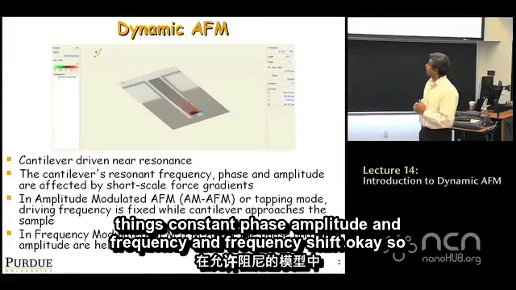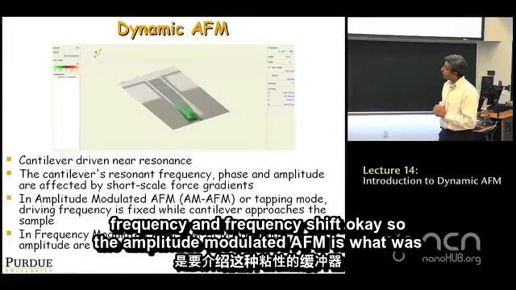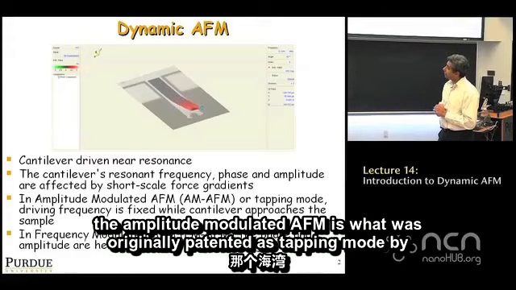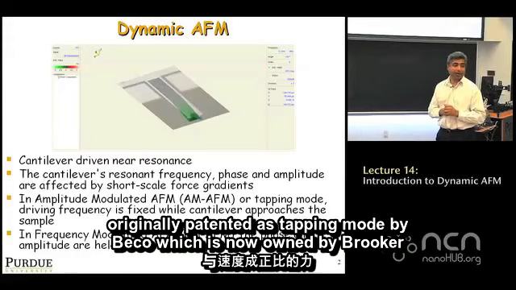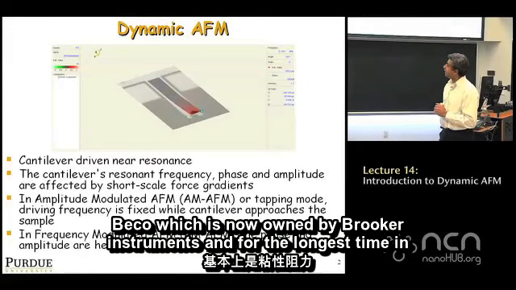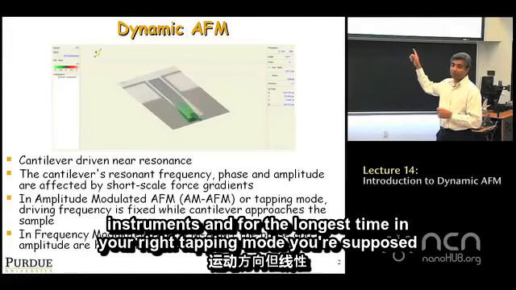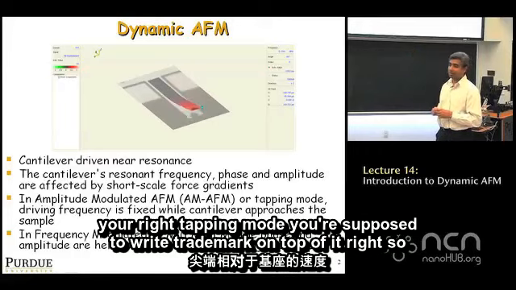Okay. So the amplitude modulated AFM is what was originally patented as tapping mode by Veeco, which is now owned by Bruker Instruments. And for the longest time, when you write tapping mode, you're supposed to write trademark on top of it. Right, so.